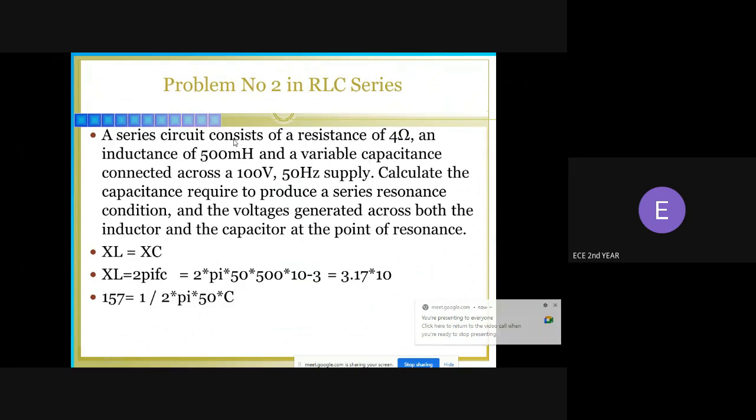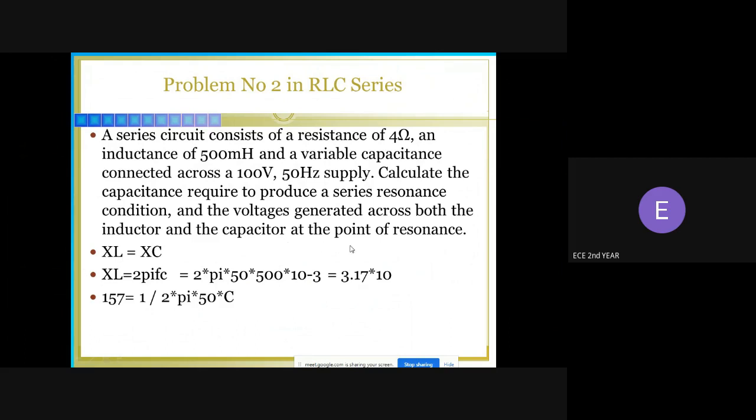A series circuit consists of a resistance of 4 ohm, an inductance of 500 millihenry, and a variable capacitance connected across a 100 volt, 50 hertz supply. Clear? Calculate the capacitance required to produce a series resonance condition and the voltage generated across both the inductor and capacitor at the point of resonance. So this is the question.